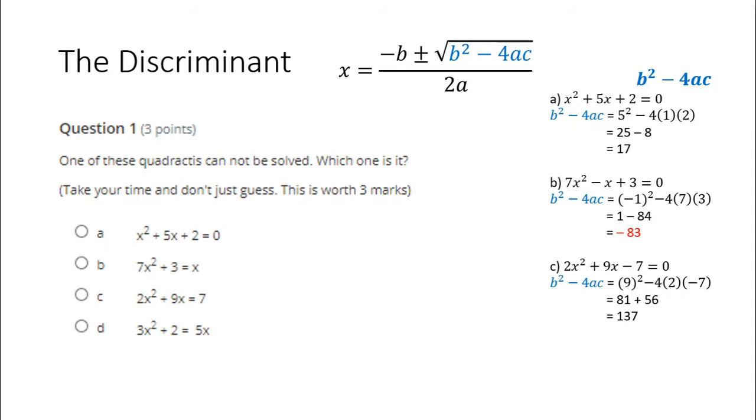I notice that D is not in the correct format yet because it's not equal to 0. So my first step is to take the 5x over to the left-hand side. It was positive, I've made it negative. So I see that a is 3, b is negative 5, and c is positive 2. Substituting that into the discriminant expression and simplifying and solving gives me positive 49. I can definitely square root positive 49. I definitely know this is going to give me a solution. So the one quadratic that cannot be solved is quadratic B.